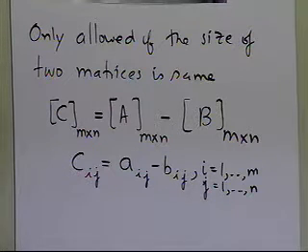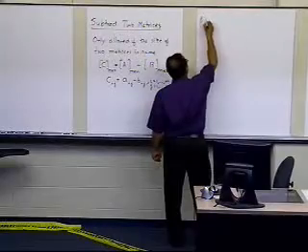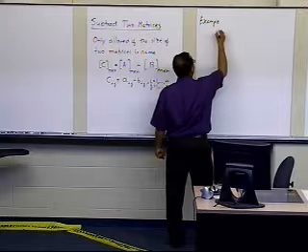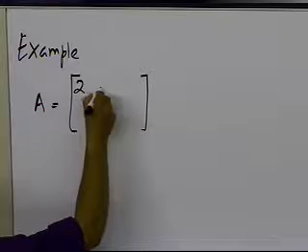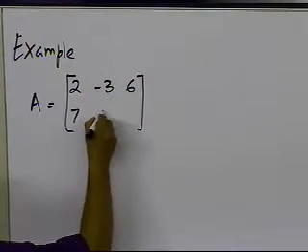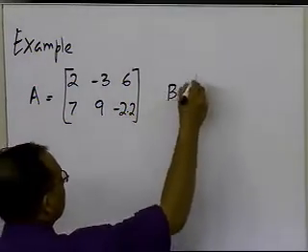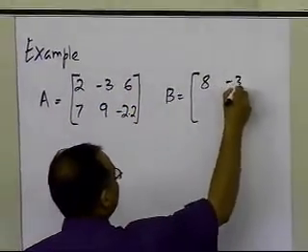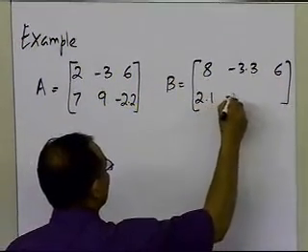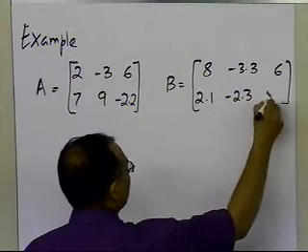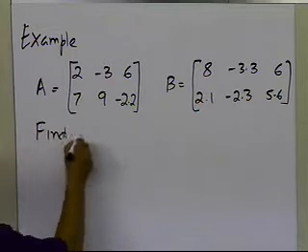Let's take an example and see how subtraction of two matrices works. Let's suppose somebody says, go ahead and subtract B from A. Let's suppose A is [2, -3, 6; 7, 9, -2.2], and let's suppose B is given as [8, -3.3, 6; 2.1, -2.3, 5.6]. So somebody is telling you to find A minus B.